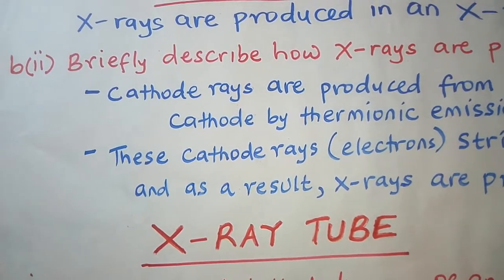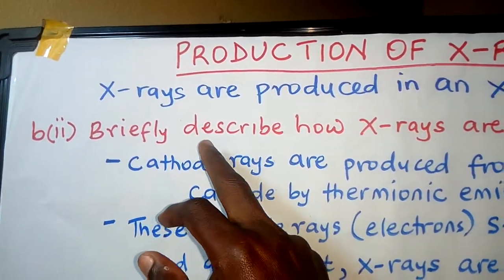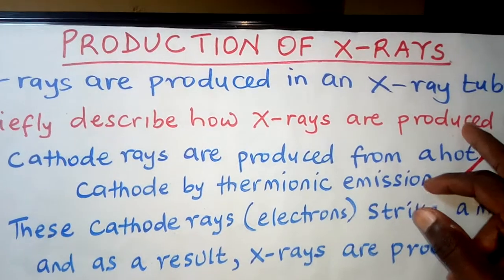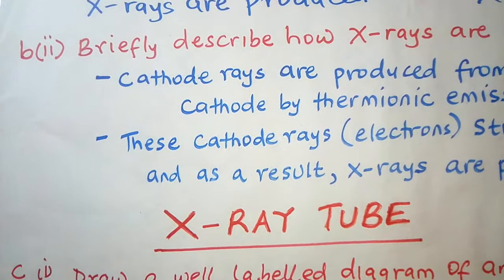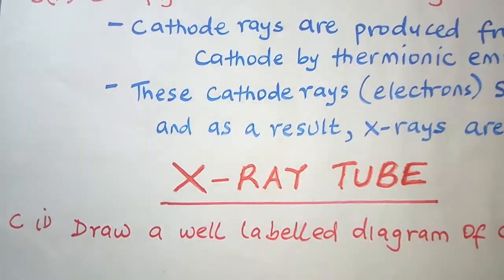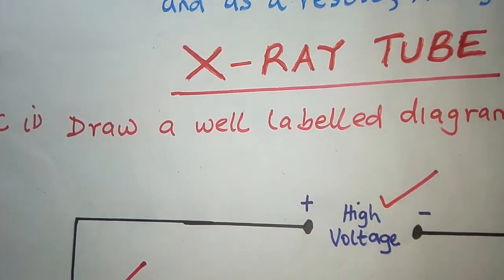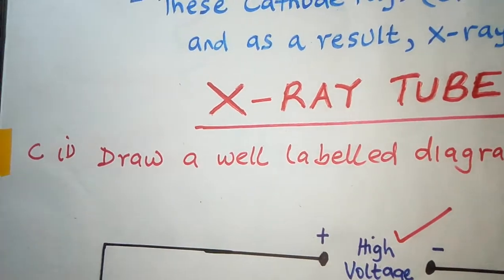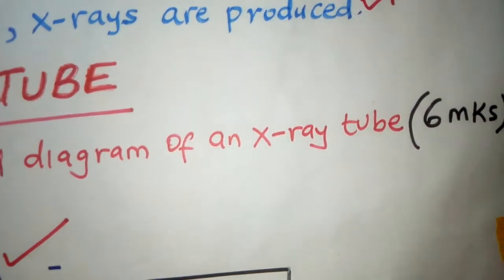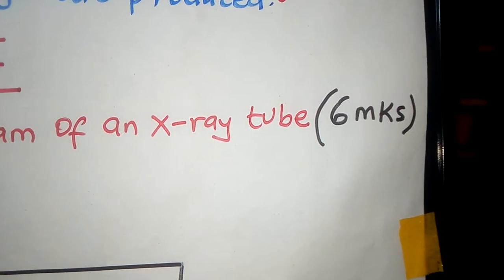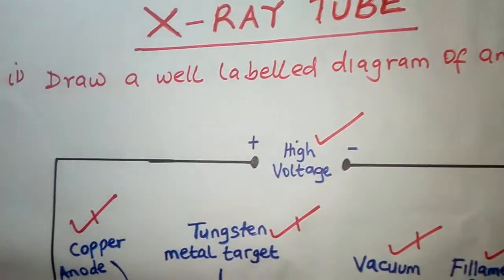What about if the examiner had said, describe how X-rays are produced in an X-ray tube? That means you need to draw the diagram of an X-ray tube. So let's first understand. Draw a well-labeled diagram. Draw, that is C Roman 1 question. Draw a well-labeled diagram of an X-ray tube, 6 marks. So you first need to know how an X-ray tube looks like and what are the major parts.